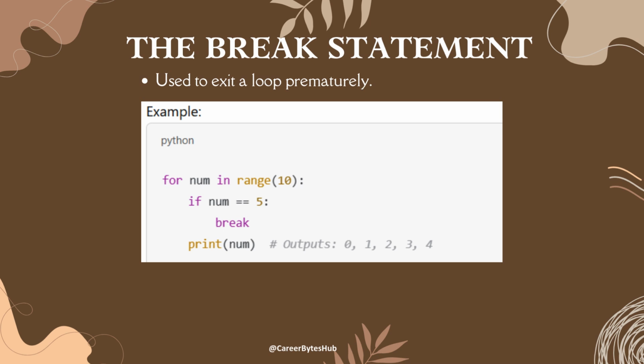The break statement allows you to exit a loop prematurely. For instance, in a for loop iterating from 0 to 9, you can use break to stop the loop when the variable equals 5. This is useful for handling conditions where you want to terminate the loop early.